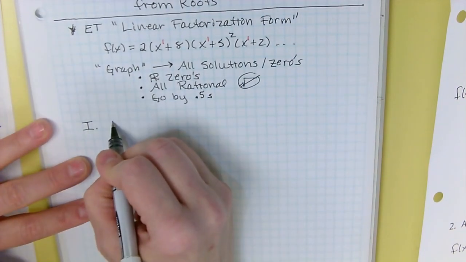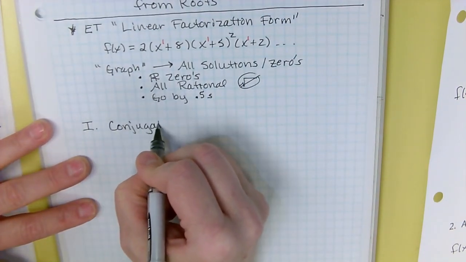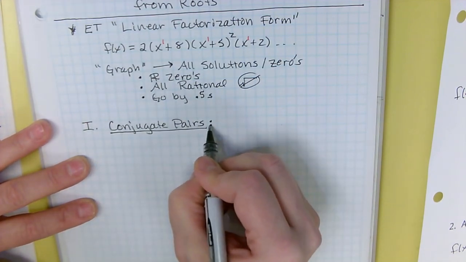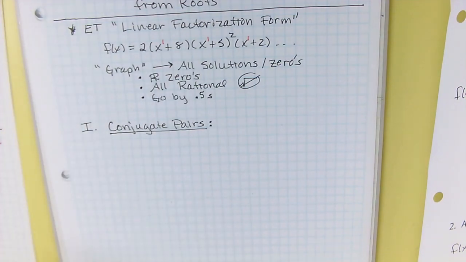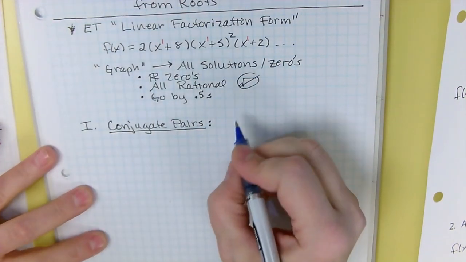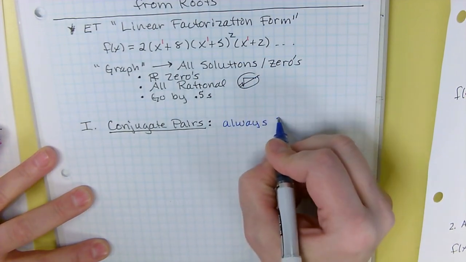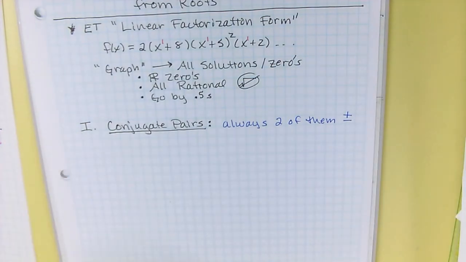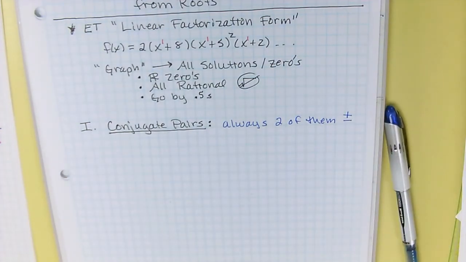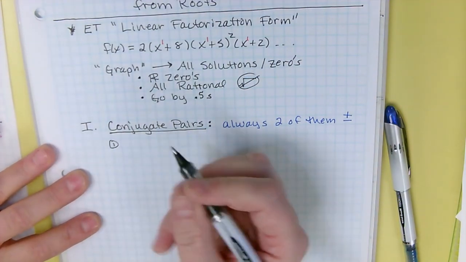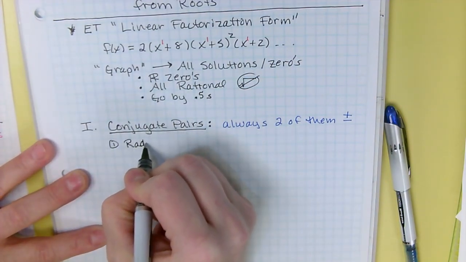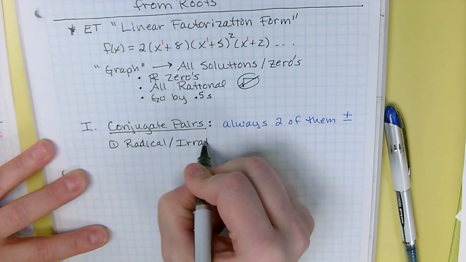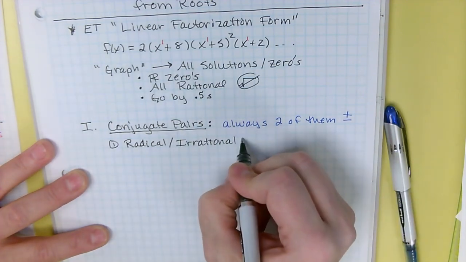Okay, Roman numeral 1, conjugate pairs. And we've learned a little bit about this before, but it's never played as large of a role as it is today. So basically, conjugate pairs means there are always 2 of them. And typically there's a plus and a minus difference between each of the pairs. So for example, you can have conjugate pairs where there's a radical in them. In other words, the number is irrational because it's trapped in the radical.